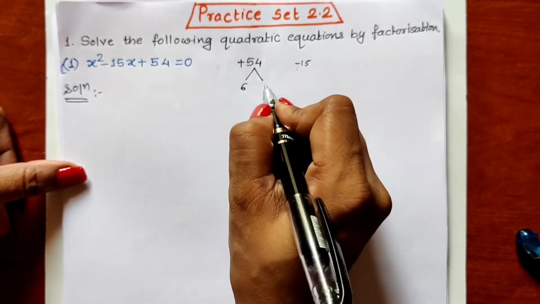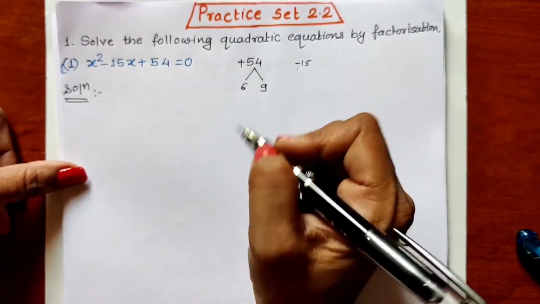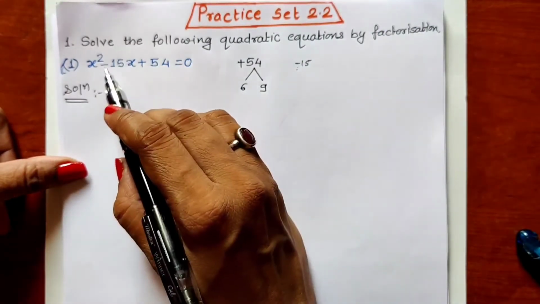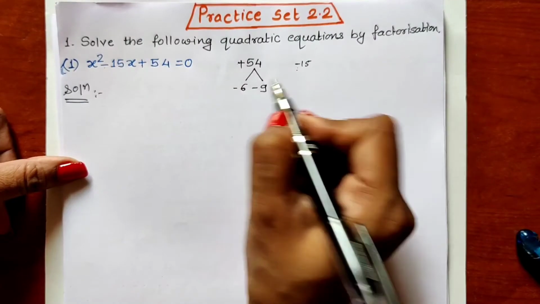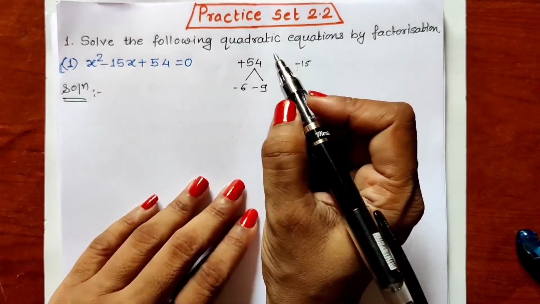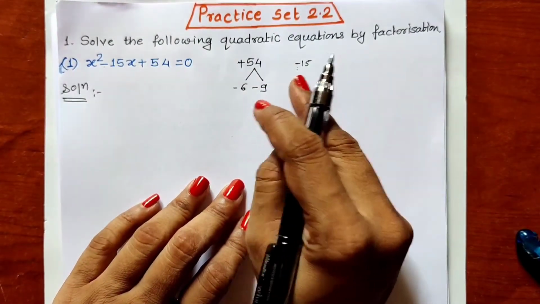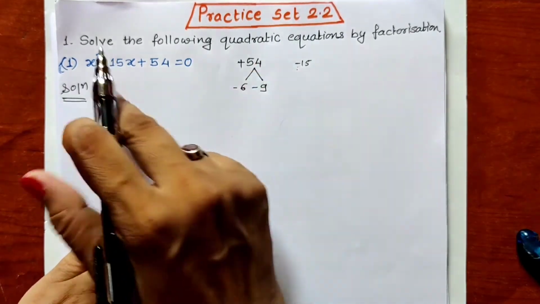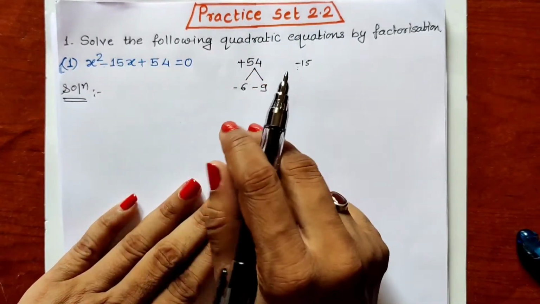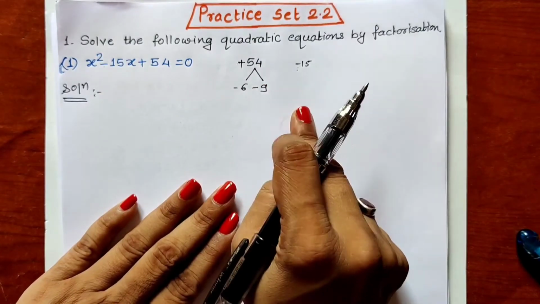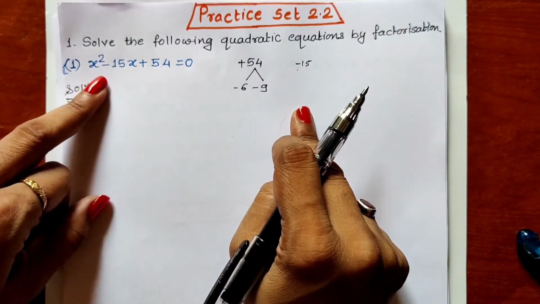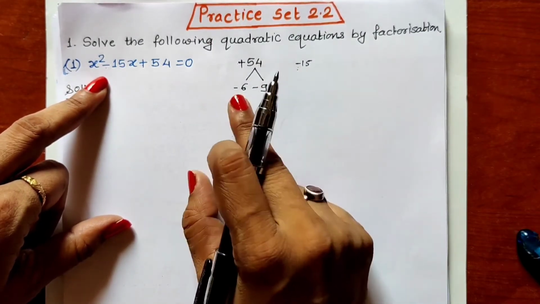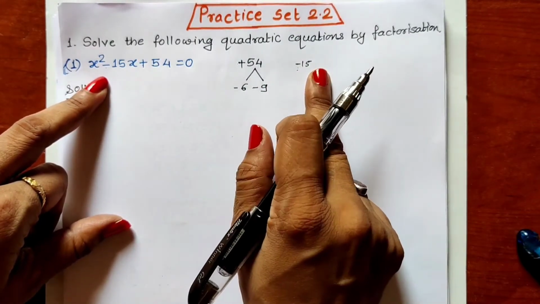So 6 9s are 54. These are the two factors of 54, and we will have to give this minus sign to both these numbers. When we find two such factors of the constant term whose addition is the coefficient of the middle term, in such cases both these factors will have the sign of the middle term. Always keep this in mind because we want minus 15. So minus 6 minus 9 will be minus 15.